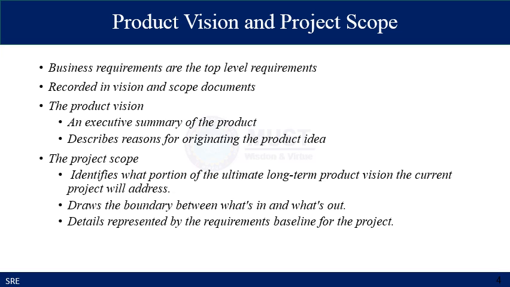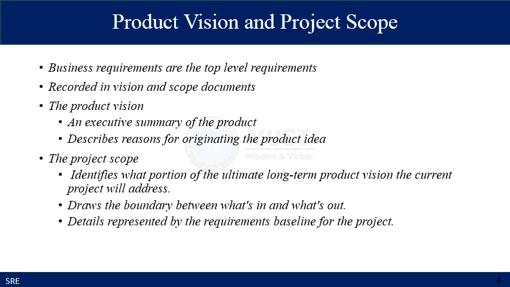The project scope, on the other hand, identifies what portion of the ultimate long-term product vision the current project will address. It draws the boundary between what is in and what is out of the system's requirements. It also defines the details represented by the requirements baseline for the project.